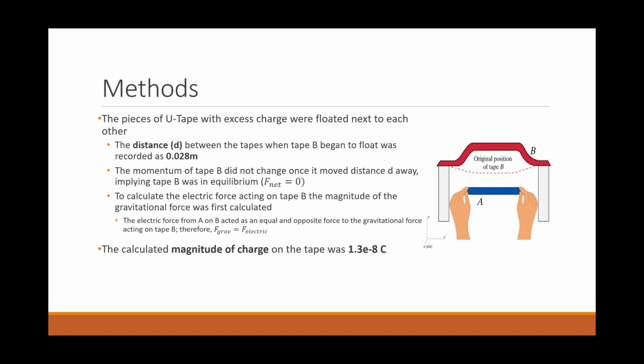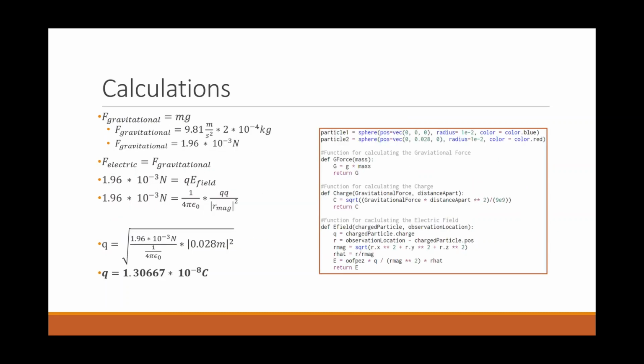To calculate electric force on tape B, the magnitude of gravitational force was first calculated. The electric force from A on B acted as an equal and opposite force to the gravitational force acting on tape B. Therefore, F grav equaled F electric. The calculated magnitude of charge on the tape was 1.3 e-8 coulombs. I got 1.3 e-8 coulombs by first getting F gravitational as 1.96 times 10 to the negative 3 newtons. I was then able to set that equal to QE field, the formula for the electric force on an object, and then was able to determine Q was equal to 1.3 e-8 coulombs.